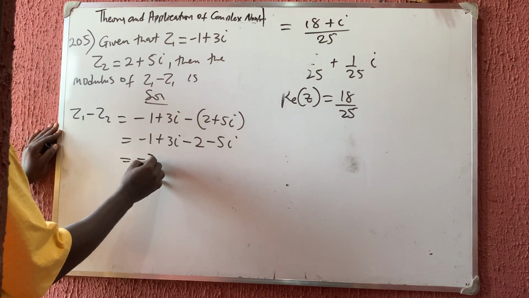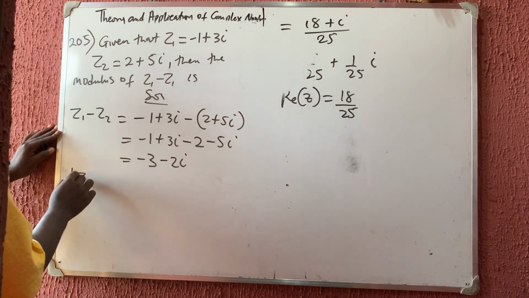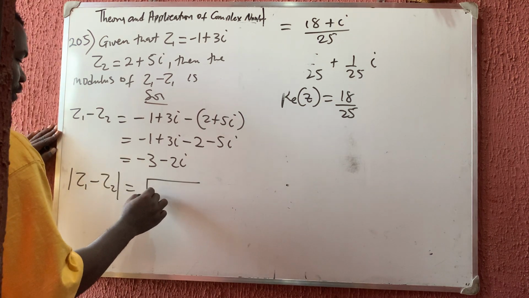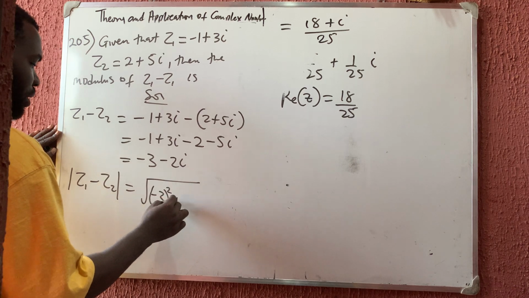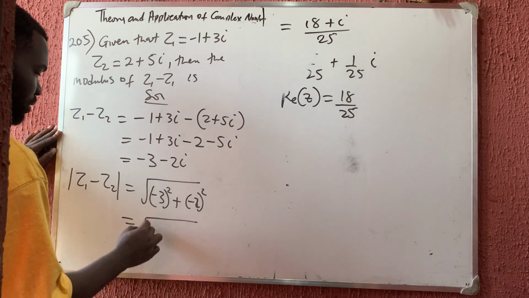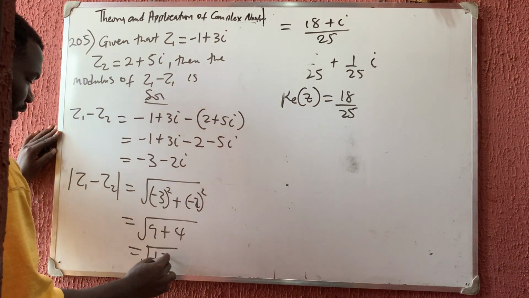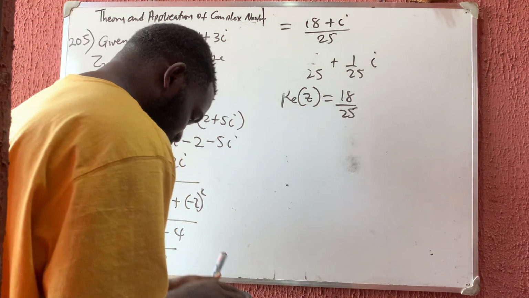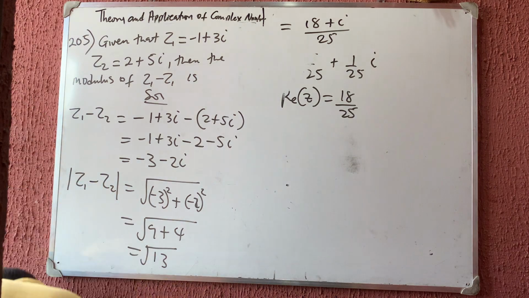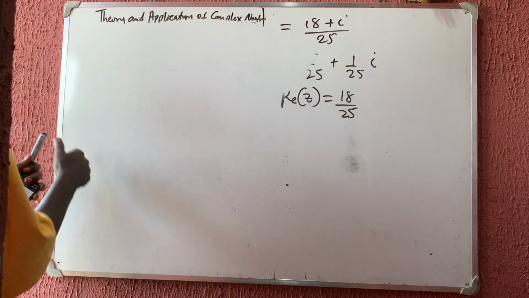Which is minus 1 plus 3i minus 2 minus 5i. This and this is giving me minus 3. This and this is giving me minus 2i. So the modulus of z1 minus z2 is simply the square root of minus 3 all squared plus minus 2 all squared. So what do we have? The square root of 9 plus 4, which is the square root of 13. So the answer is root 13. Root 13 is the correct answer. We move to question number 206.